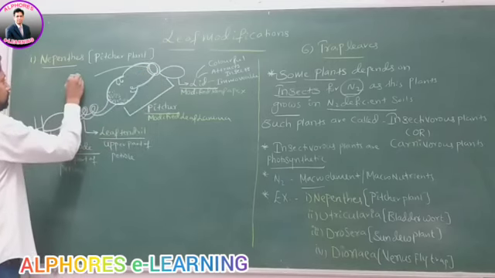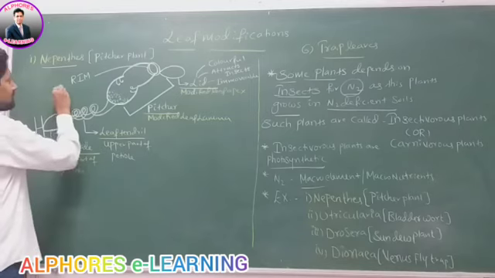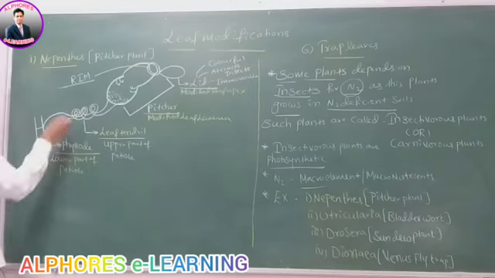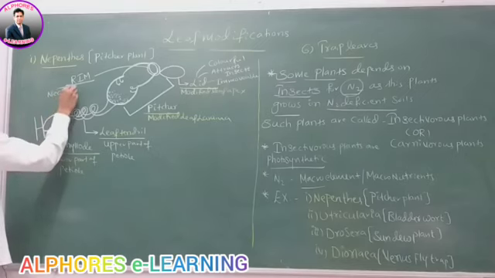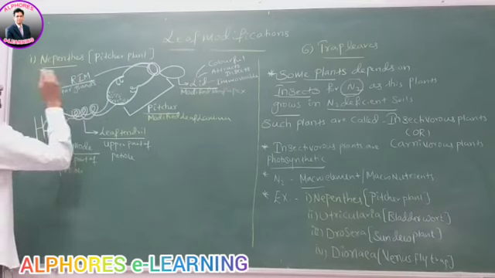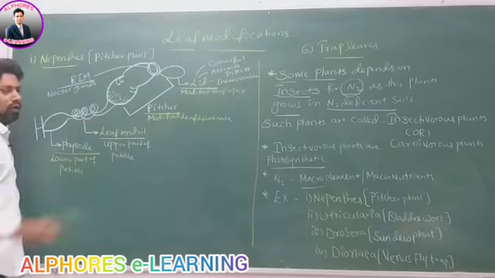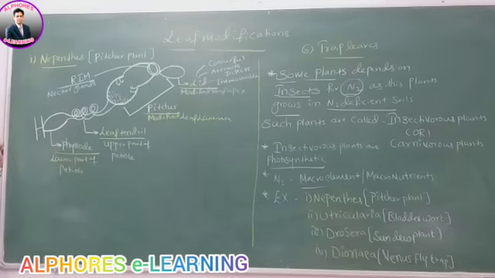Now, this is called the rim. R-I-M, rim. This rim contains nectar glands. Rim contains which glands? Nectar glands. Should be very careful. Generally, nectar glands are present in a flower. But is this a flower? No. But here also nectar glands are present.